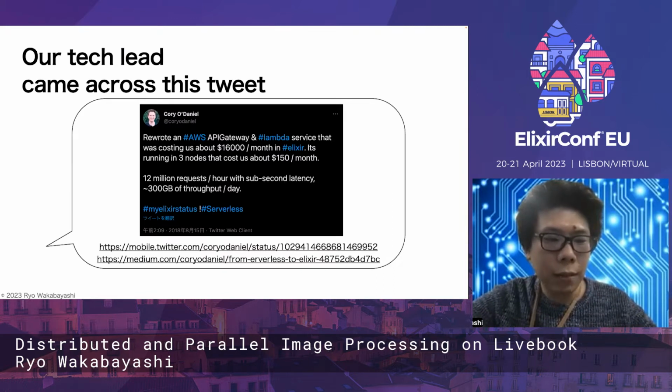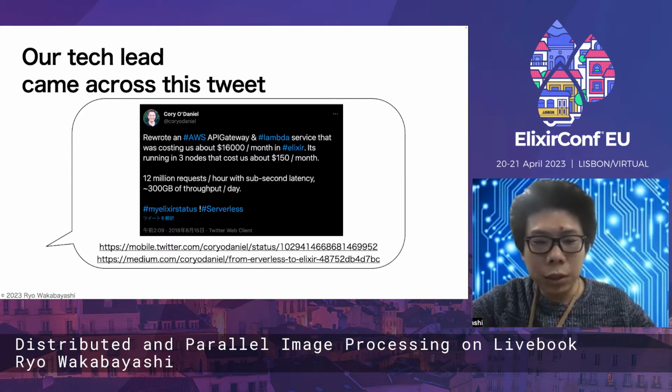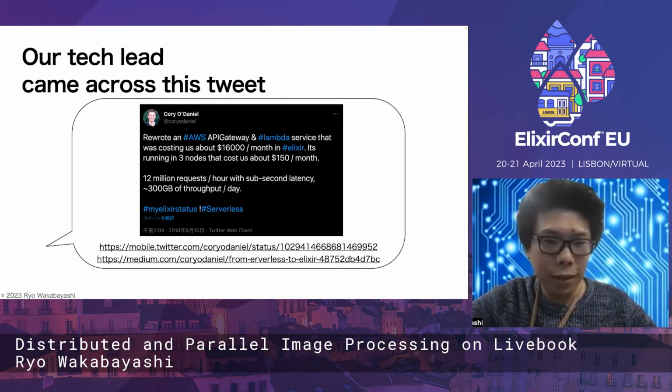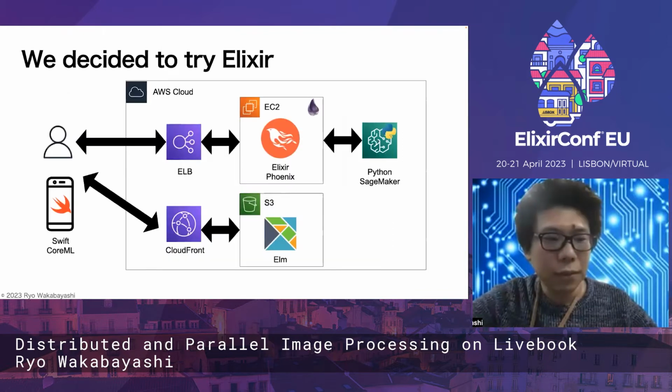Our tech lead came across this tweet. The tweet said that when they replaced their serverless operation with Elixir, their costs dropped dramatically. We decided to try Elixir. For the backend, we use Phoenix. For the front end, we use LiveView, a functional language like Elixir.